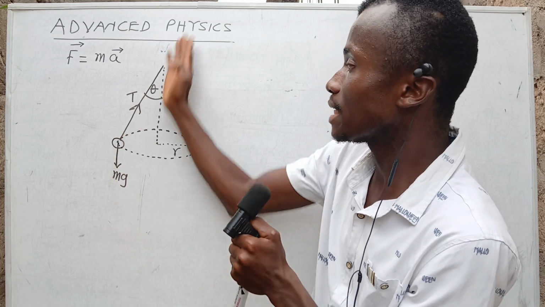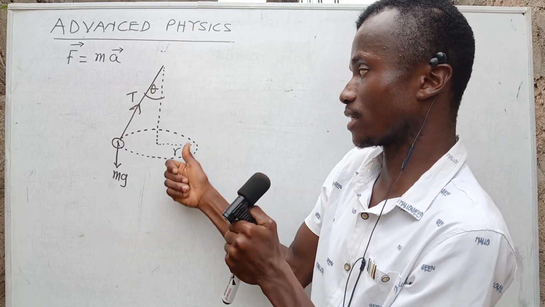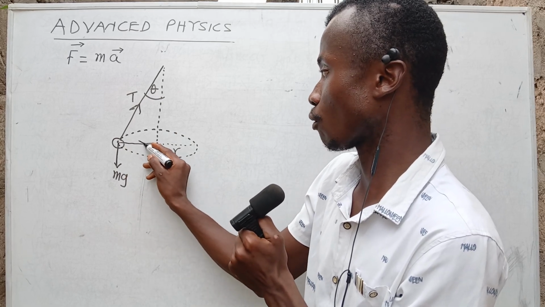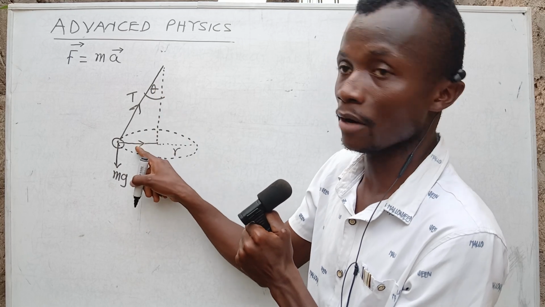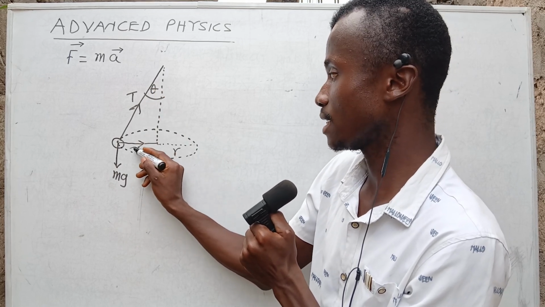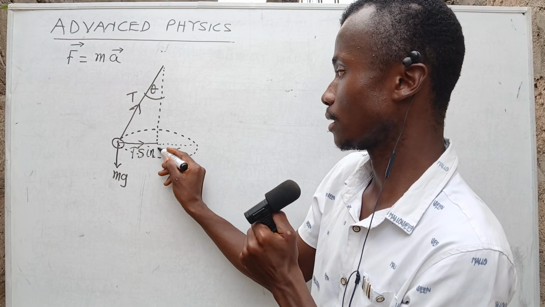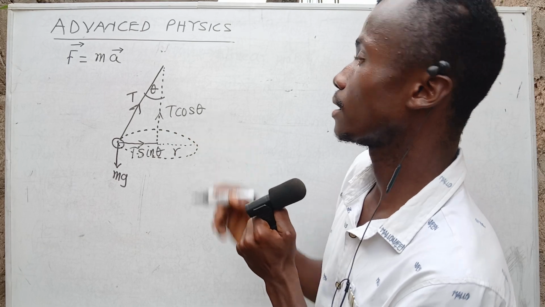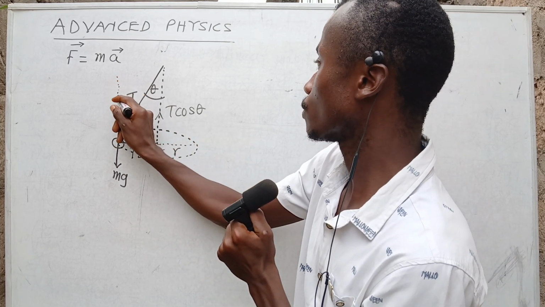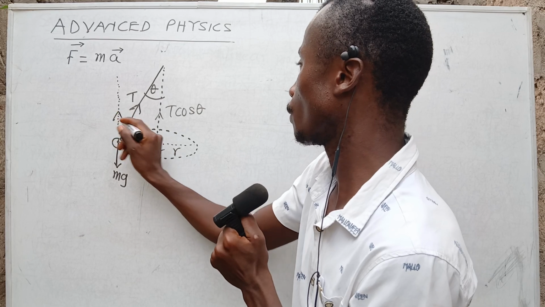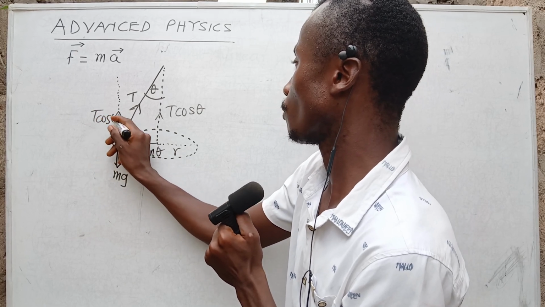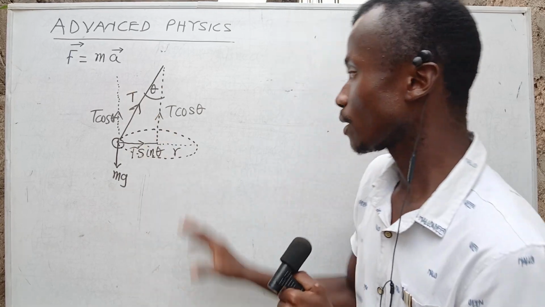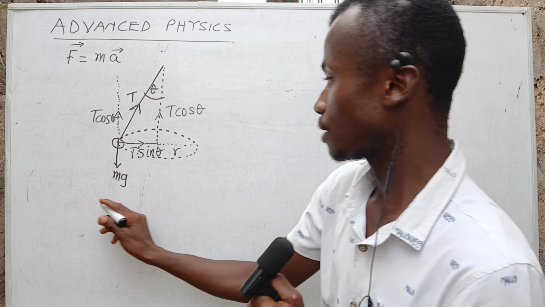But then T is in an oblique direction. We can resolve it into horizontal and vertical components. Let's do that. The horizontal component, pointing in the direction of this component, is T sine theta, and the vertical component is T cos theta, which is parallel to mg. So the equations involved in this system: we have T cos theta.